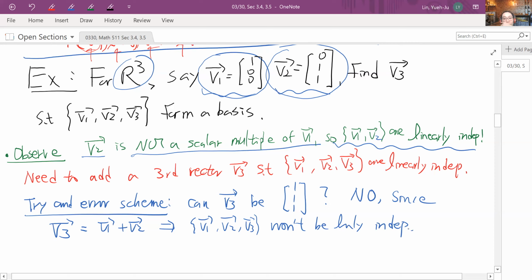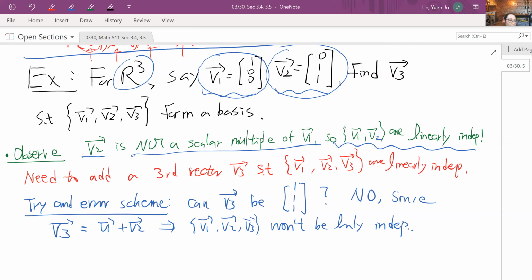So you want to be careful. If it's obvious that you pick something that is a linear combination of V1 and V2, then that's the thing you want to avoid. I want to show you this silly example to tell you that there's something you don't want to do.